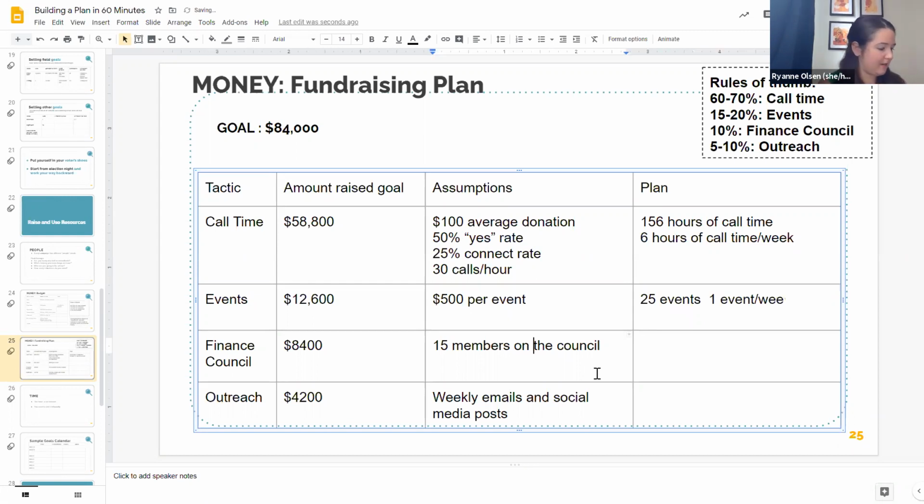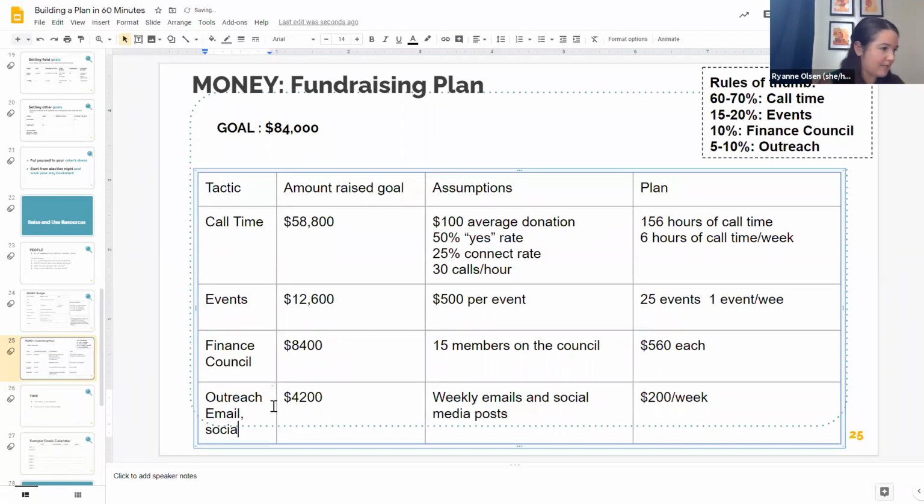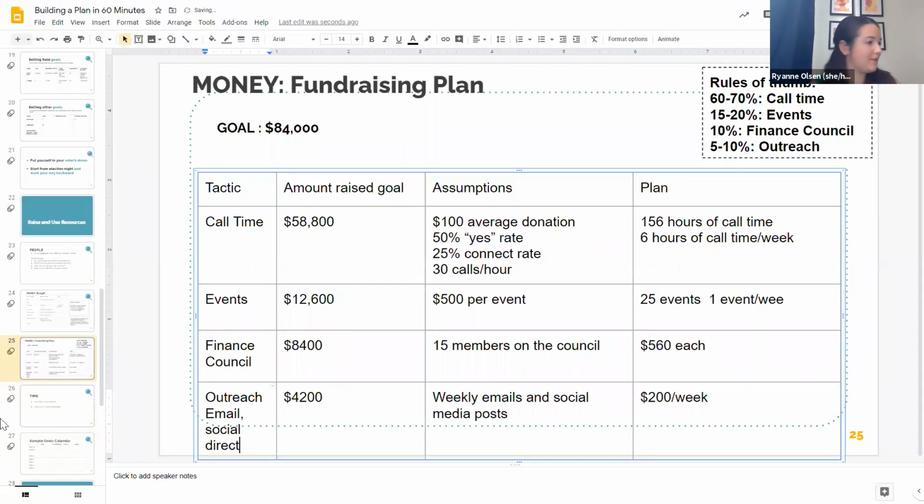If we have 15 people on our fundraising council who are helping us raise money, we need each of them to raise $560 each. And if we're doing outreach over social media and posts, we need to be bringing in about $200 per week using our social media. Yes, so outreach is what I kind of consider, this is email fundraising, social media fundraising, if you were doing any direct mail fundraising, stuff along those lines.